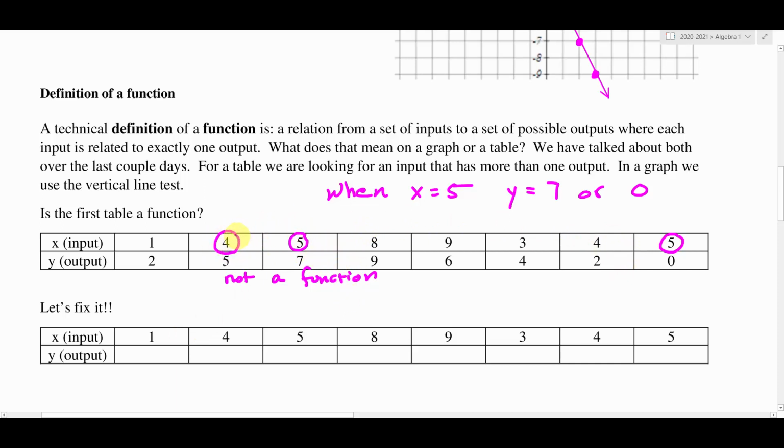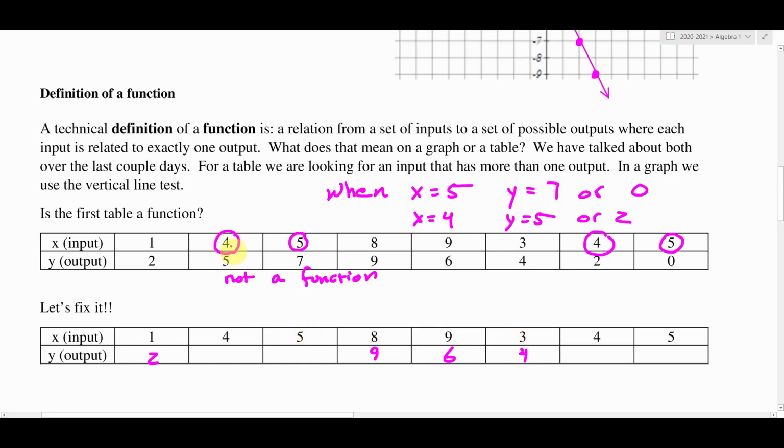All right. So 4 is another one that seems to repeat itself. And in one instance, when x equals 4, y is 5, right? That's over here. But over here, it equals 2. So that's another input that has multiple outputs, and that's not okay. All right. So the issues are at 4 and 5. Everything else seems to be okay. So I'm just going to bring those outputs down. So 8 can go to 9, 9 can go to 6, 3 can go to 4, but 4 and 5 are the ones that had an issue.